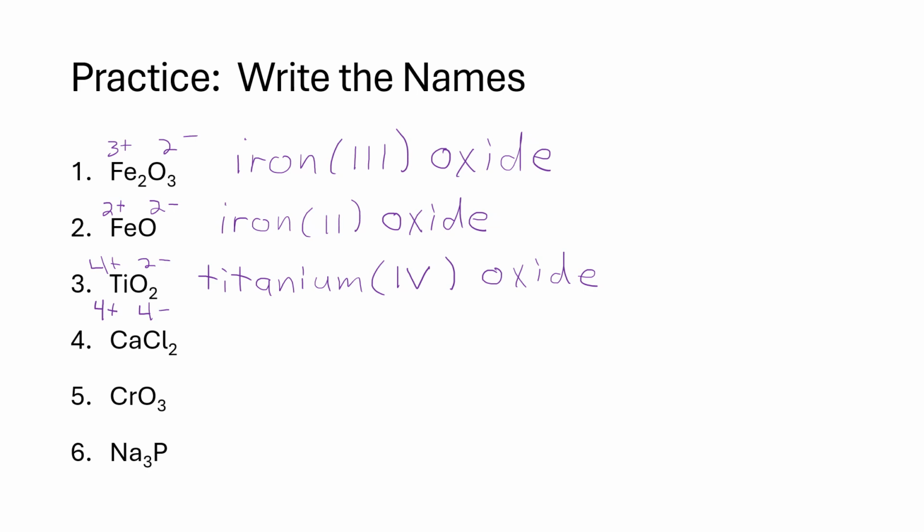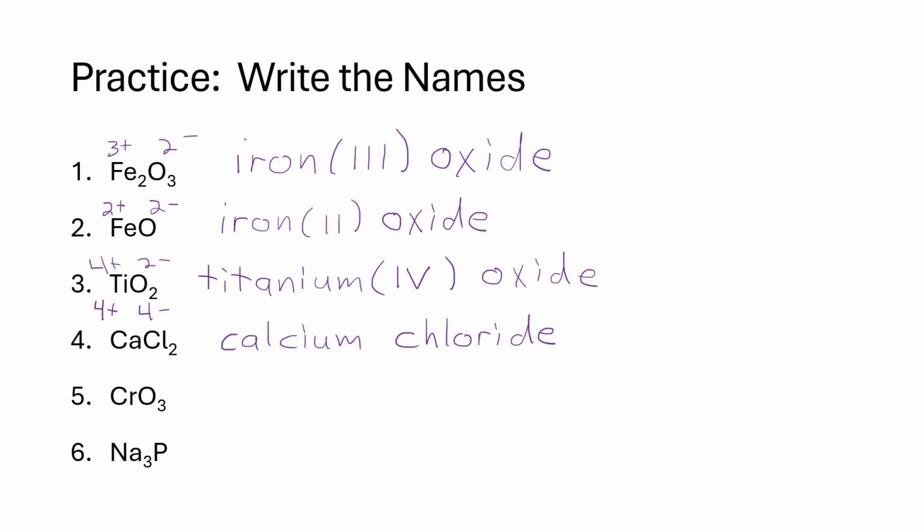Then we've got calcium and chlorine. Calcium is a fixed charge metal, so it's just going to be calcium. And then the chlorine, we change the ending to IDE, it becomes chloride.